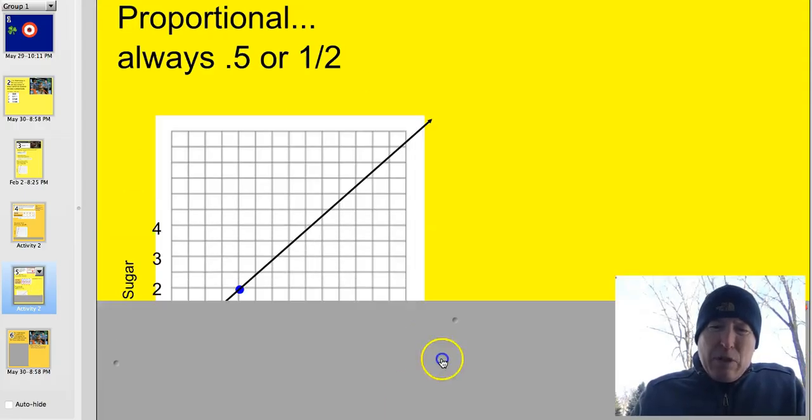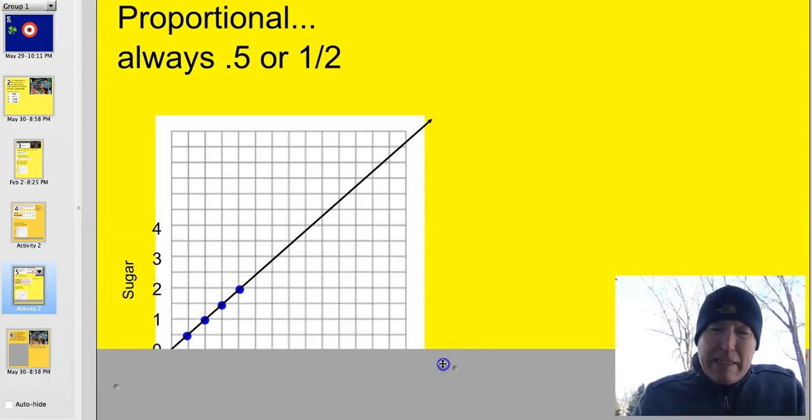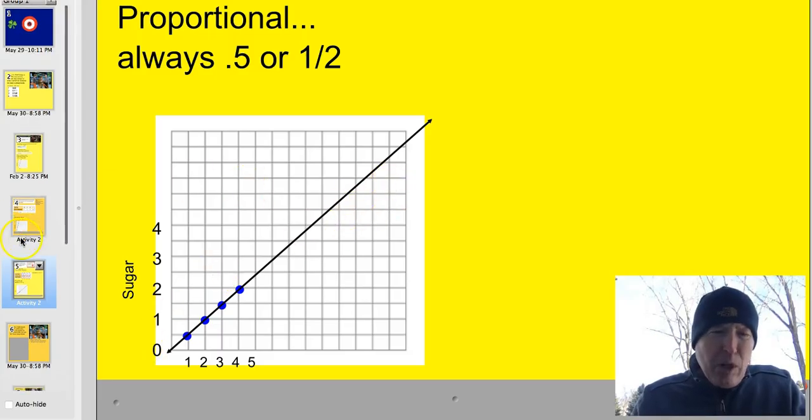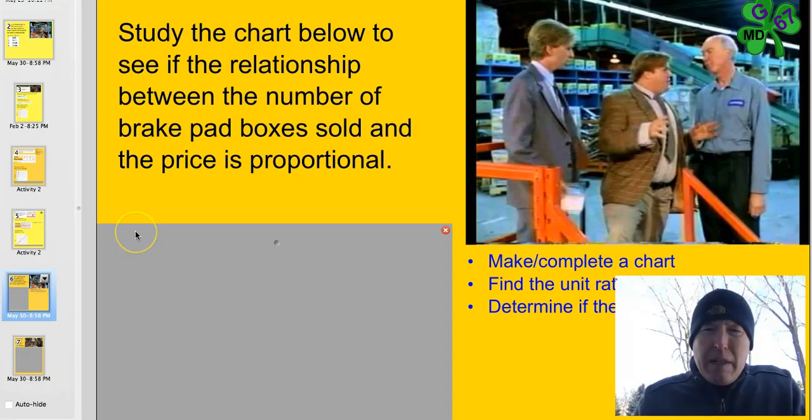And of course, if you graphed them, it looks something like this. It's not a great graph, but it's going to form that straight line. All the points will fall right on that straight line. That's called linear.